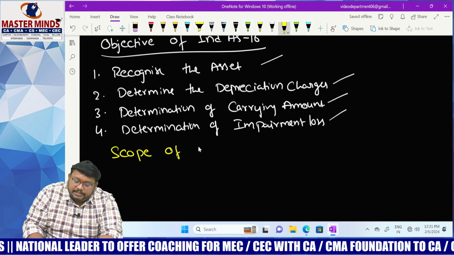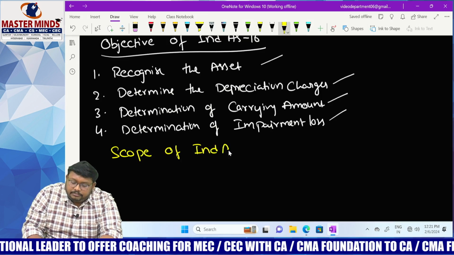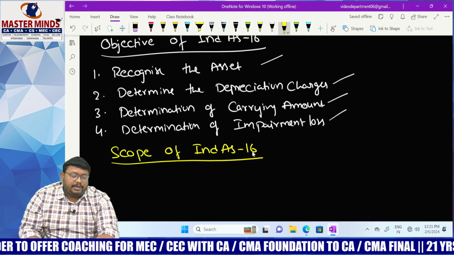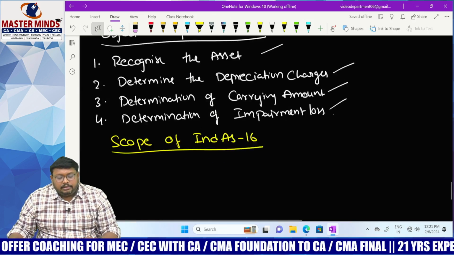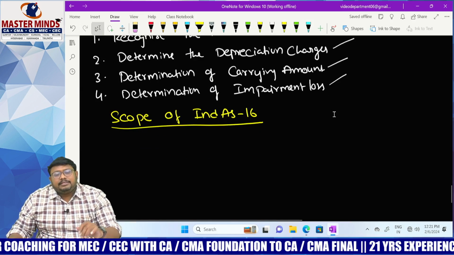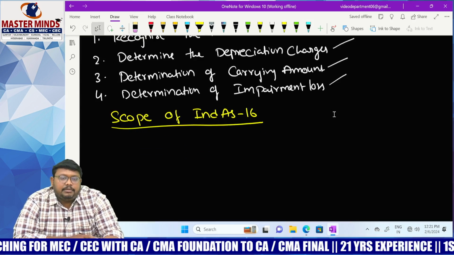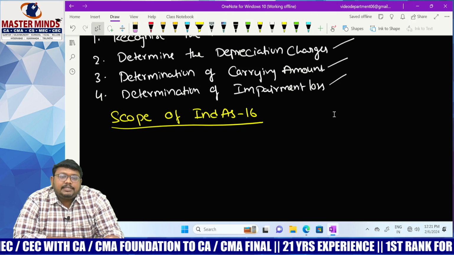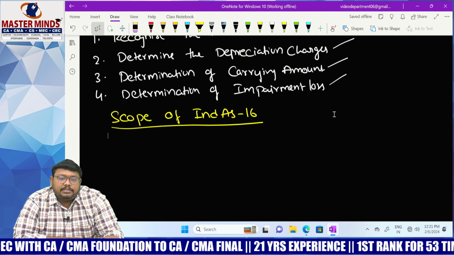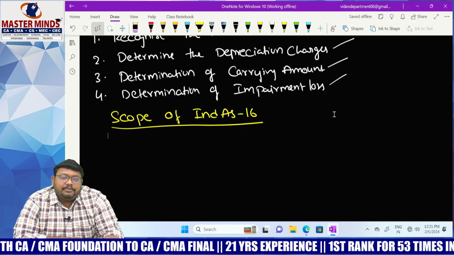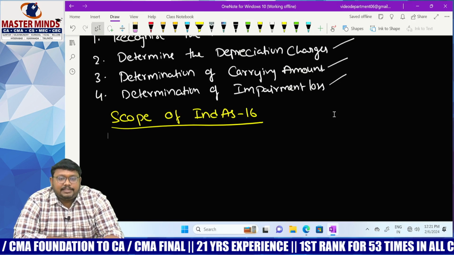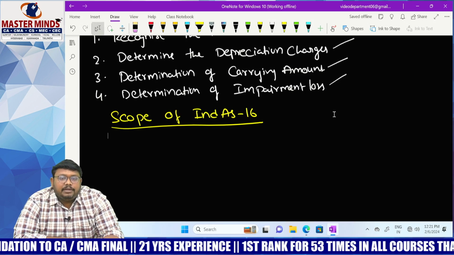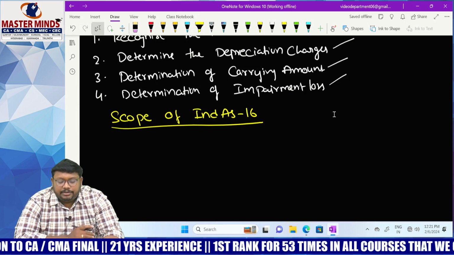Scope of Ind AS 16. Scope simply means which assets come under the scope of Ind AS 16. Moreover, we will see which assets are not applicable for Ind AS 16, and that we are going to discuss.